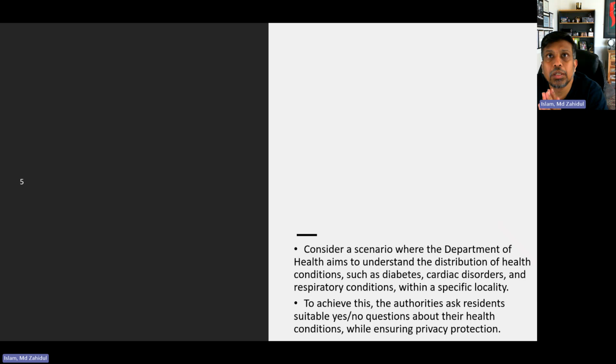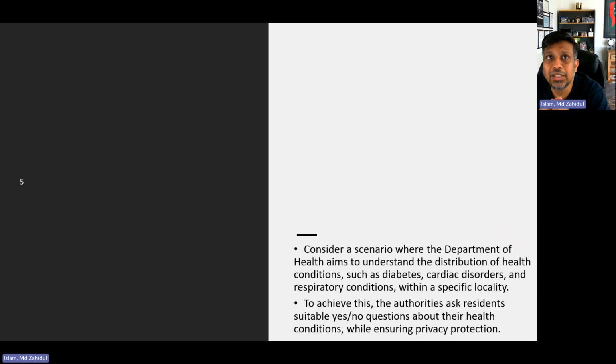But the problem is, this is the interest of the health department, but the individuals may not be quite comfortable in disclosing their private information, like whether they have, let's say, a sexually transmittable disease or not, whether they have serious health issues, in particular, like HIV positive or not. Some of these questions can look very sensitive to some of these participants, privacy sensitive questions, and therefore they may not want to participate in this survey.